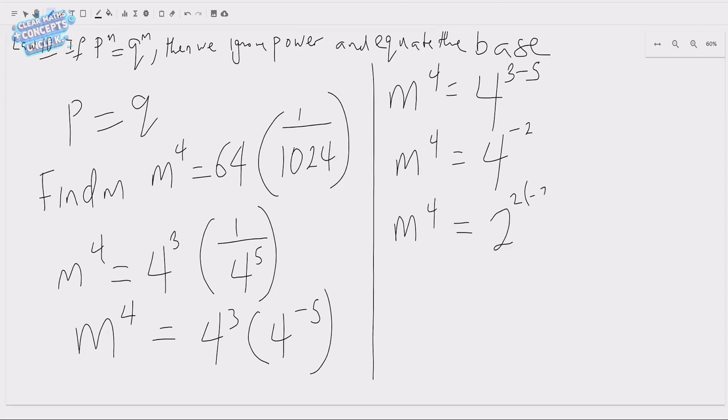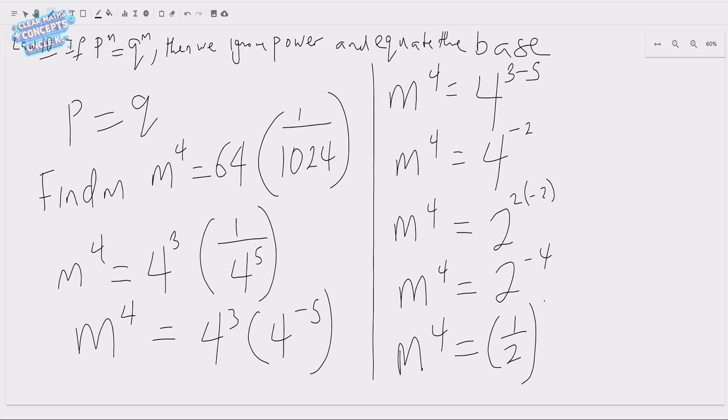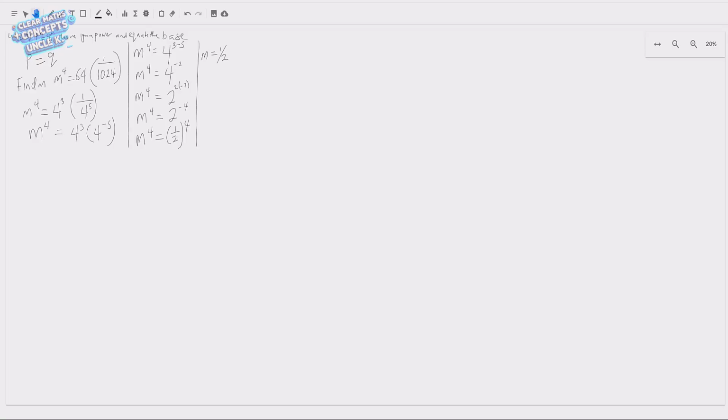So we have -2, right? 10 raised to the power 4 over 2 raised to the power -4. I believe you know what to do. The powers will be the same. So we solve one more in that.